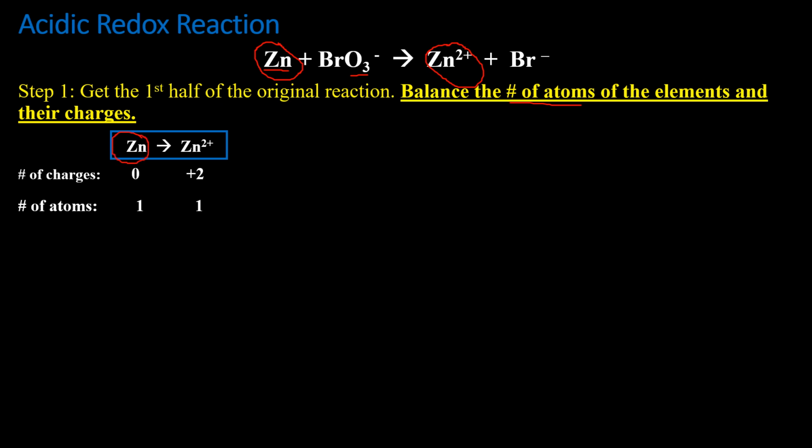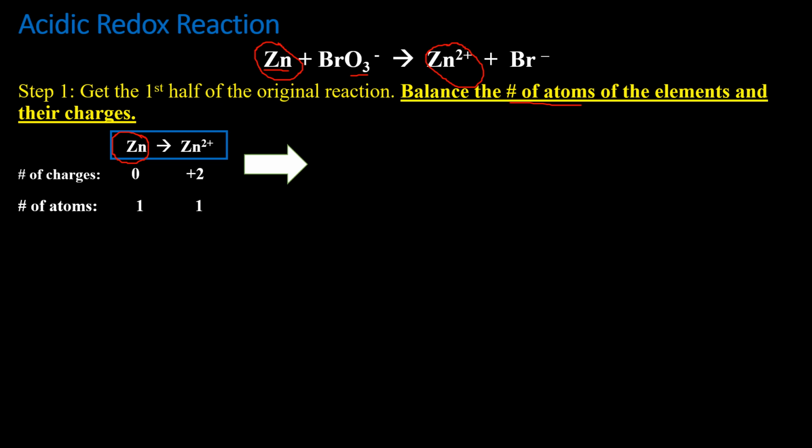So that's 0 charge. But on the product side, it's positive 2. Their number of atoms is already balanced. They are both 1. So no need to touch that part. So no need to adjust, I should say, the coefficient. So we are going to make the number of charges equal.